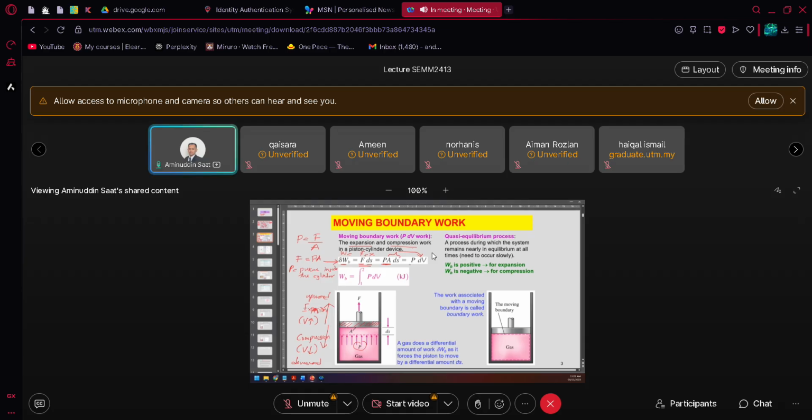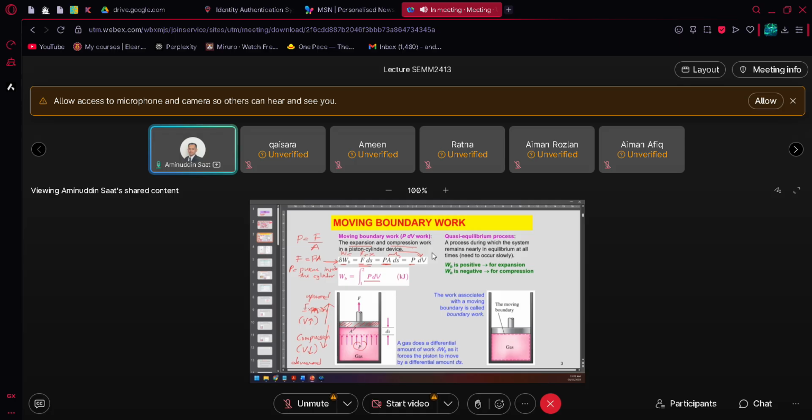So we need to use pressure more frequently than the force. So the boundary work calculation will become PdV. To calculate the boundary work, we can use the integration of PdV, where P is the pressure and dV is the change of the volume from the initial to the final condition. So regardless of the system, we can use this boundary work.